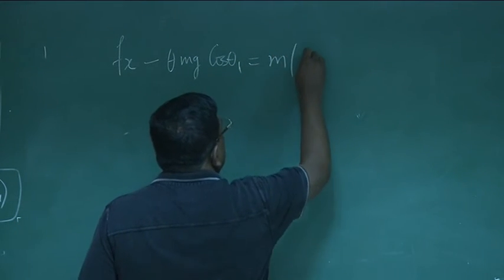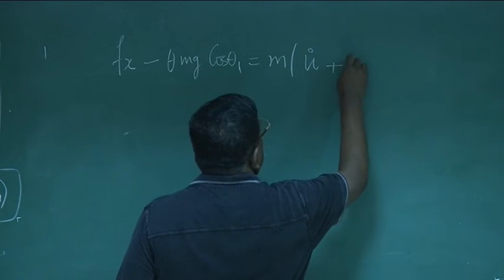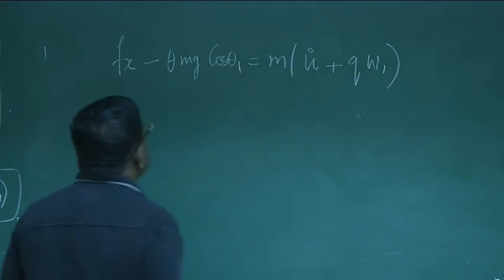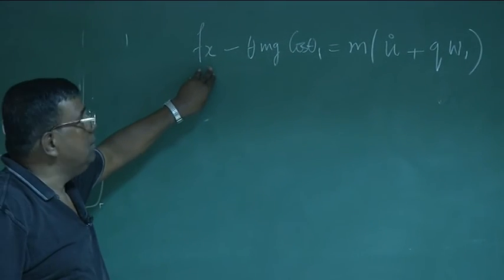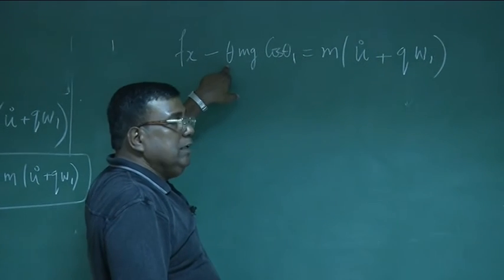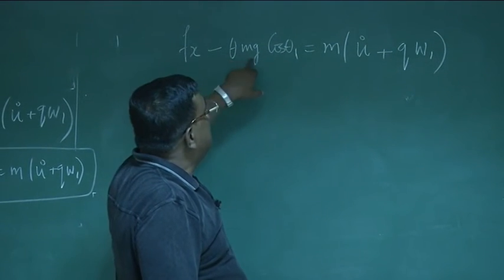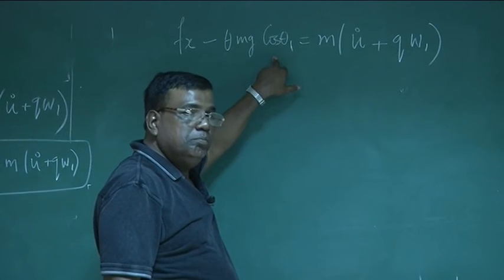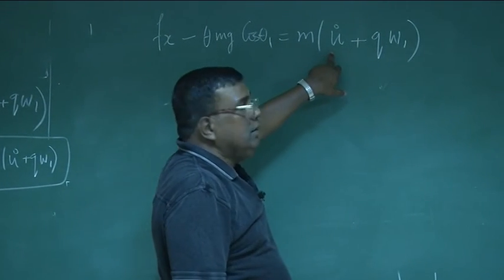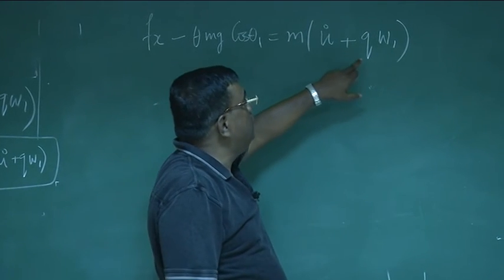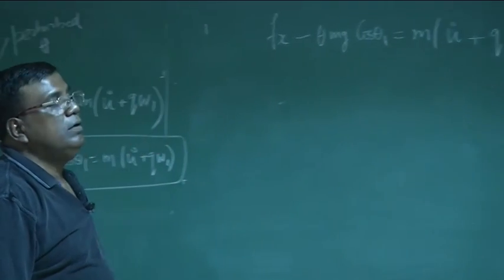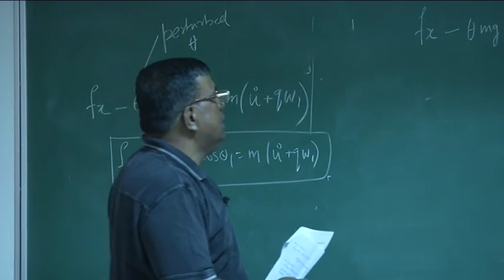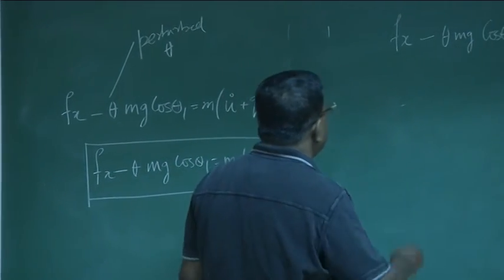Now, since I have got an equation like fx minus theta mg cos theta 1 equal to m u dot plus q w1, this is the perturbed equation of motion, longitudinal, one of those equations. And I know by now fx is the perturbed aerodynamic force along x direction, theta is the perturbed pitch angle, theta 1 is the steady state pitch angle, u dot is the perturbed acceleration, q is the perturbed pitch rate, w1 is the component of velocity along z direction at steady state. Okay. Now, there is a trick we will do.